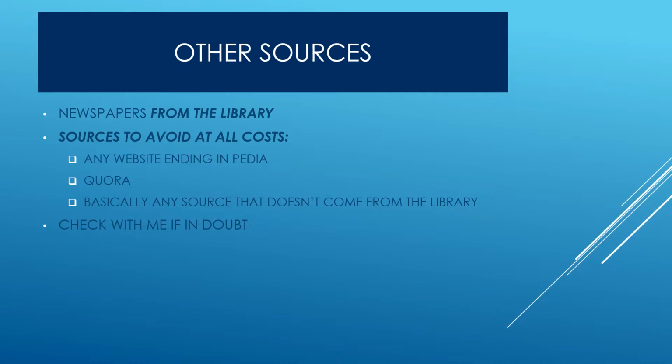Now, there are plenty of good sources that don't come through the library. I showed you the archives.gov website, the National Archives. There's also that National Legislature website, and there are several good sources of information out there. But if you have any doubt about it, please check with me. But things to avoid: avoid Pedia, avoid Quora, avoid things like Yahoo News and Google News and all that kind of stuff. Our aim here is to try to use the best sources we can. And going through the library or checking with me on other sources is the way to go about that.